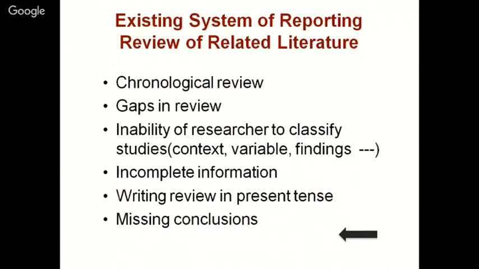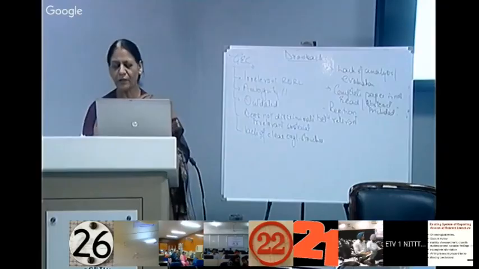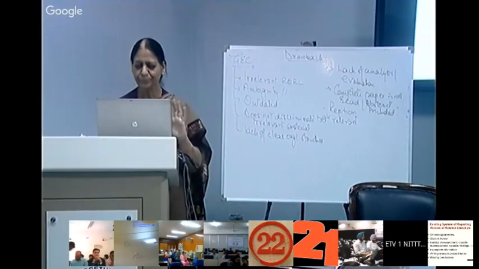So gaps in review is a major drawback that exists because many people would include studies which are easily available to them. And even if the paper has the references, the researcher doesn't go to the primary source by reading the papers which have been referred by one researcher or the other.